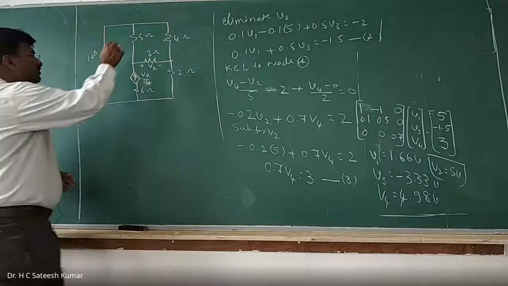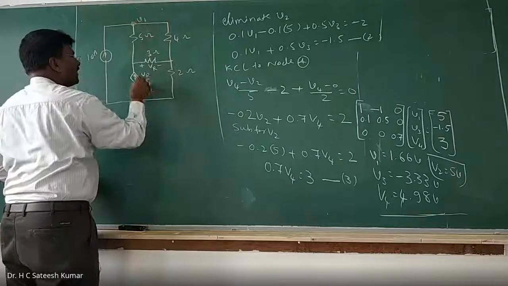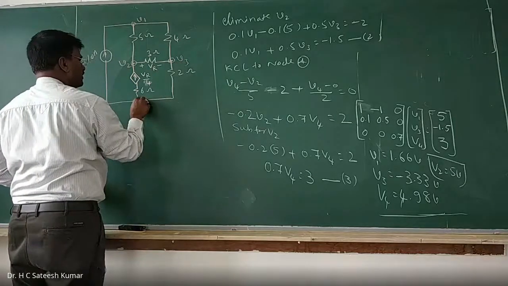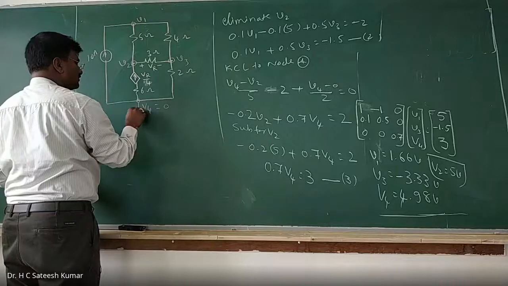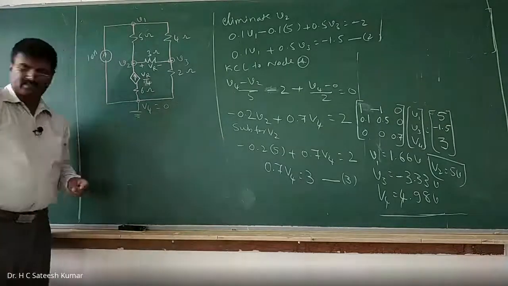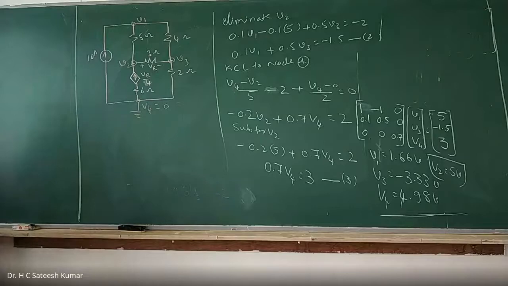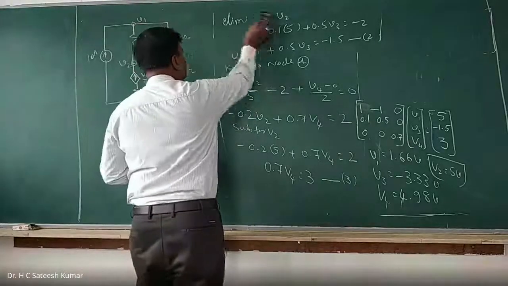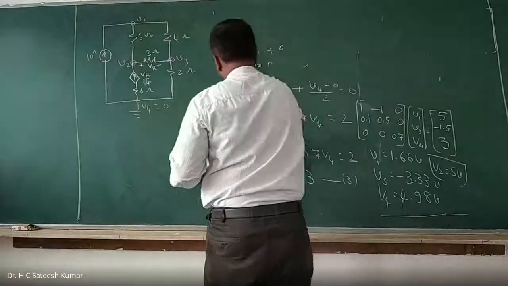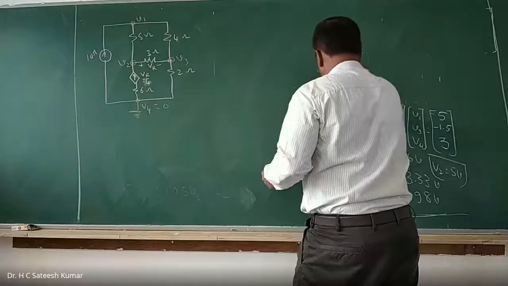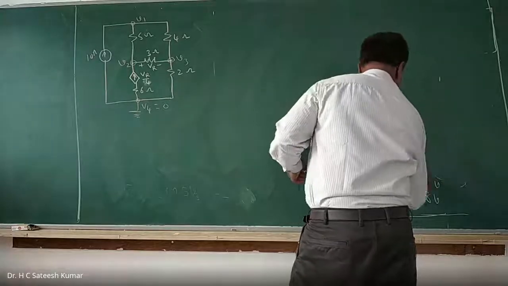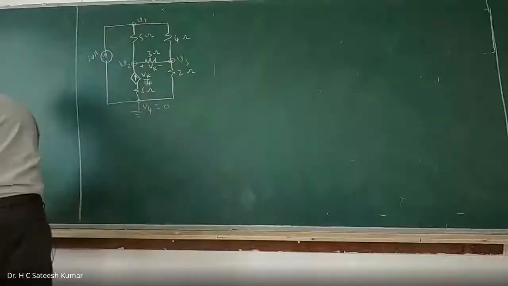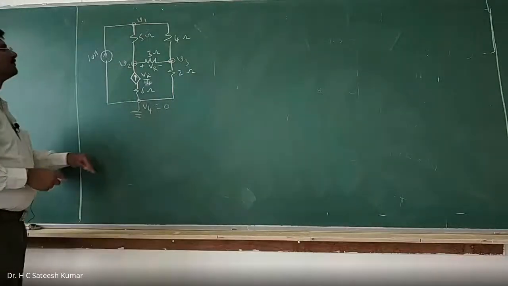this one is V1 and V2, V3 and V4. V4 is equal to 0. So this is grounded. Okay, right. Now, how to solve this problem? We have to find out node voltages. Okay, right. How to solve this one?